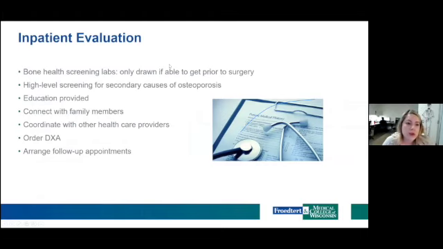So to go into a little bit about what I do for the inpatient evaluation, we do have a set of bone health screening labs. Now these labs are, I would say, probably not available more often than they are available. These are only drawn if we're able to get them done prior to surgery. And how we've done that is, I mentioned that our consult order is worked into the ED admission order set, but also these bone health screening labs are worked into there so that while the patient is in the emergency department, those ED nurses are drawing these labs for us.